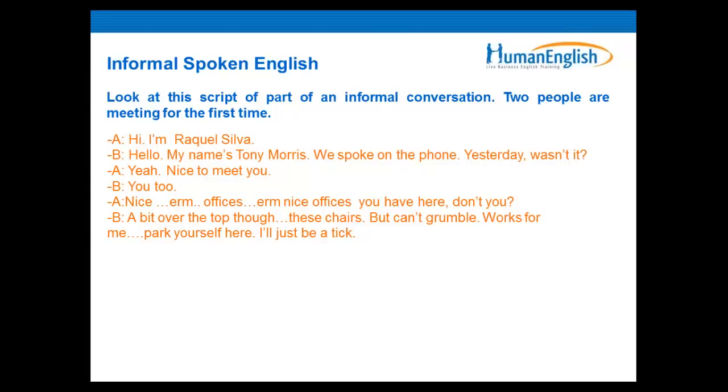We also have the expression, I'll just be a tick. Okay, and if you know the meaning, you can type it in the chat box. If you look at the context, you may be able to figure it out. It says, works for me, park yourself here, I'll just be a tick. Okay, I'll just be a tick, I'll just be a moment. I'll just be an instant. So we have the word grumble, which means complain. I'll just be a tick, I'll just be a minute.